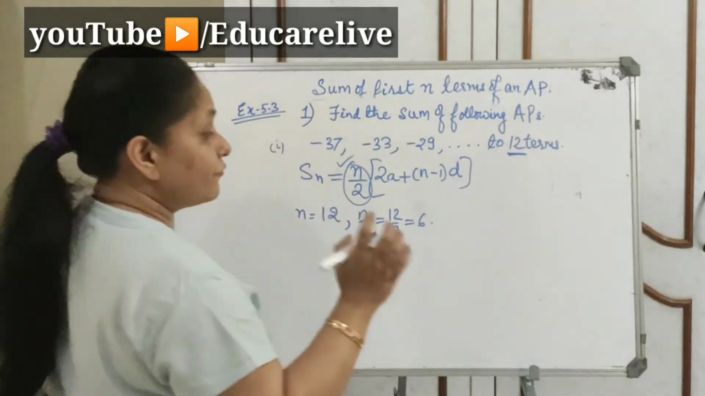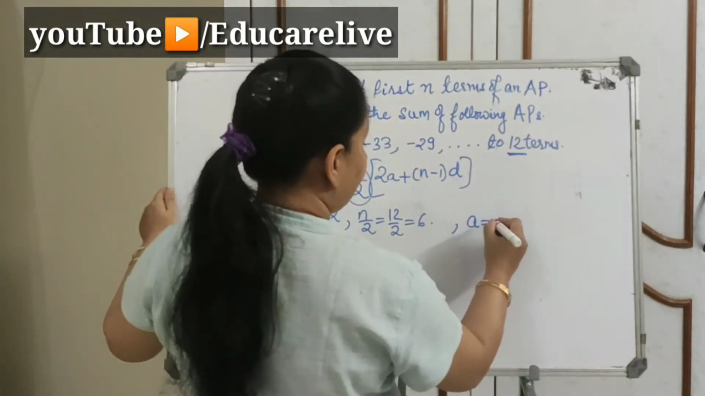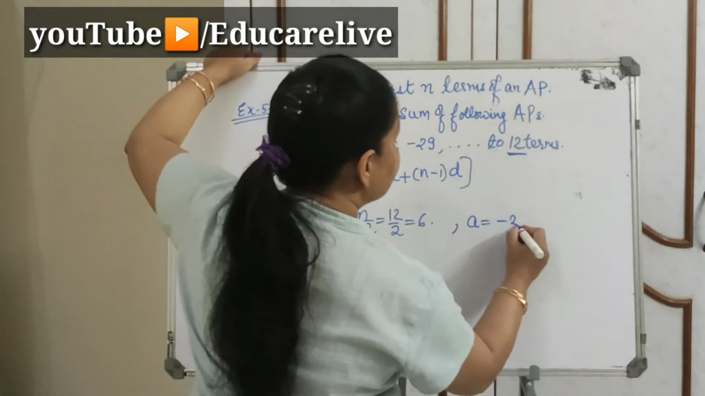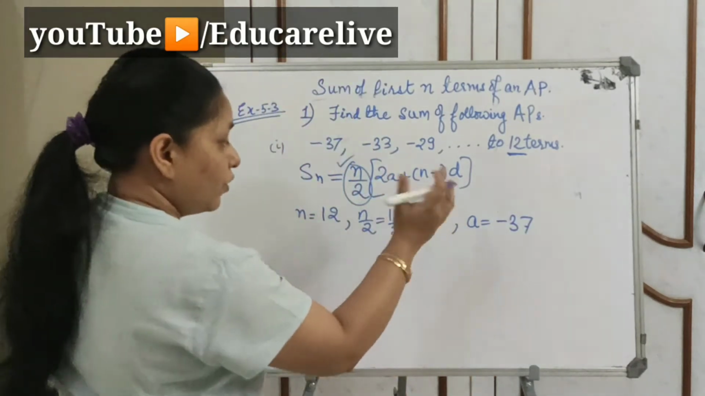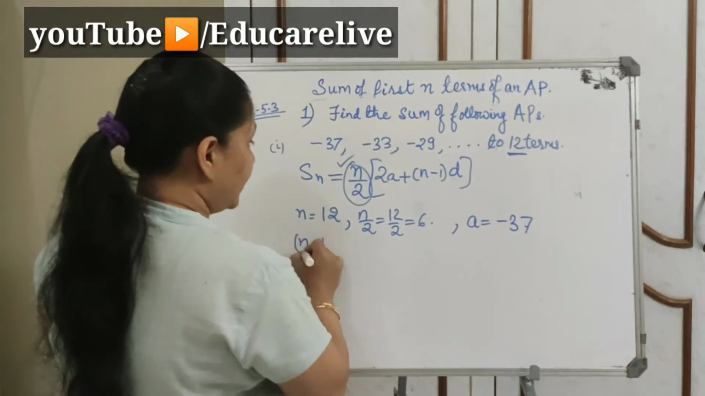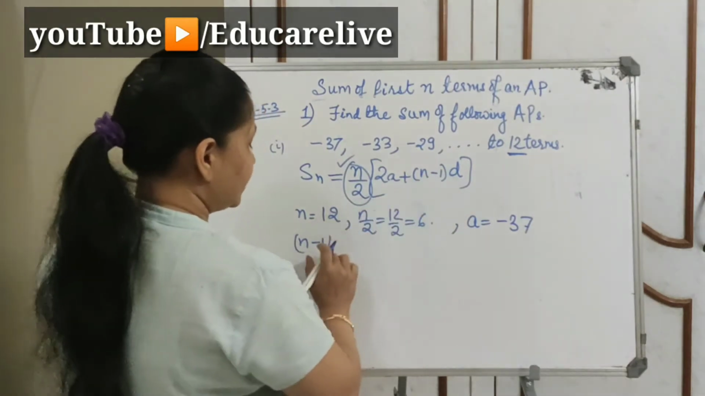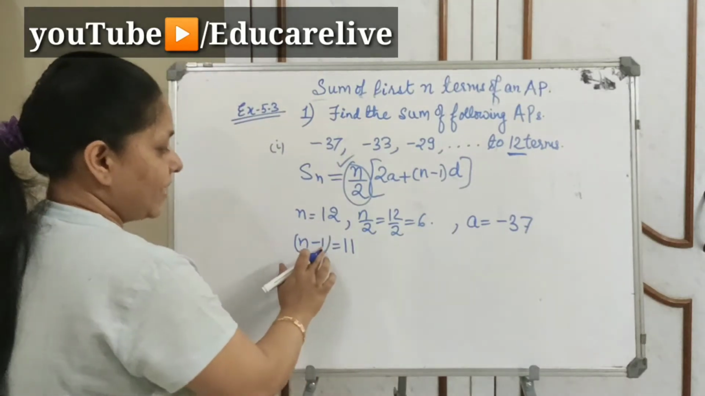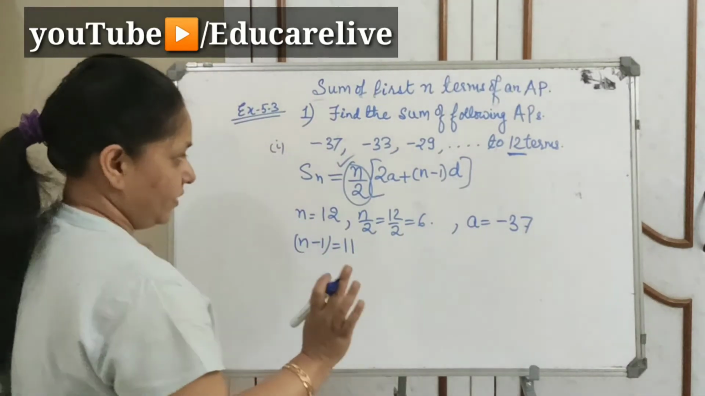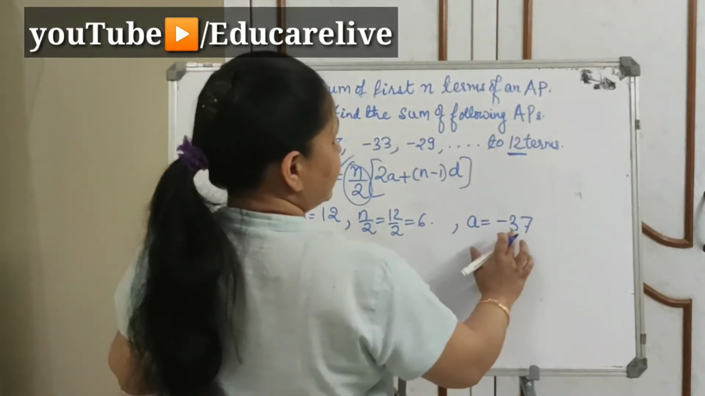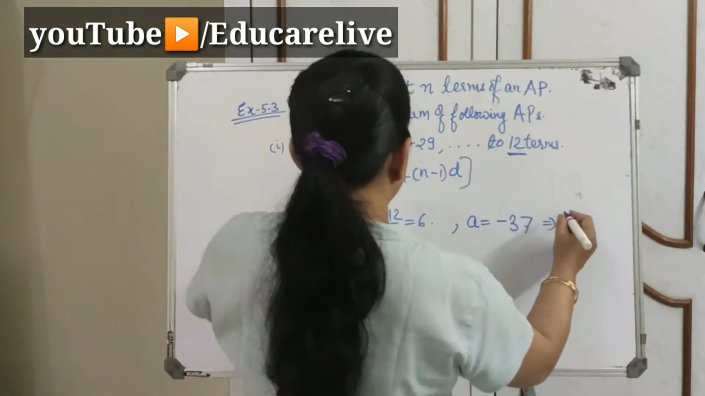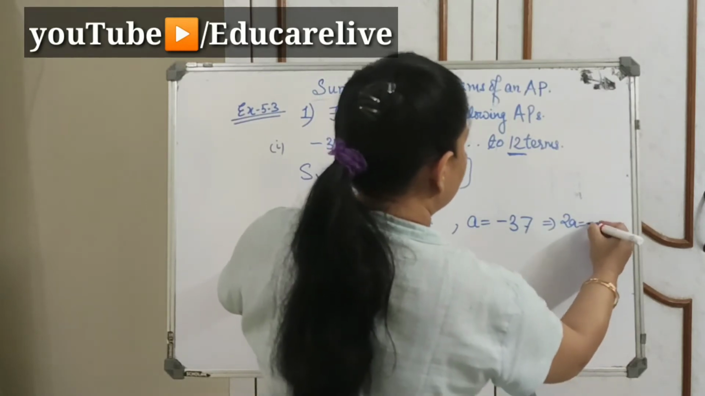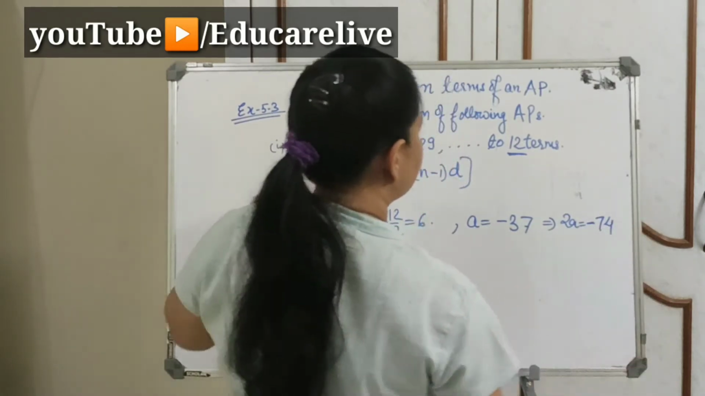Now we need to know A. A is always the first term. So the first term of this AP is minus 37. You already know n, so n minus 1 will be 11, since n is 12 and 12 minus 1 is 11. A is minus 37, which implies 2A will be double of 37, that means minus 74.